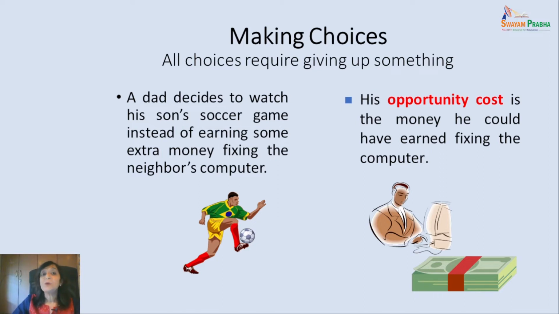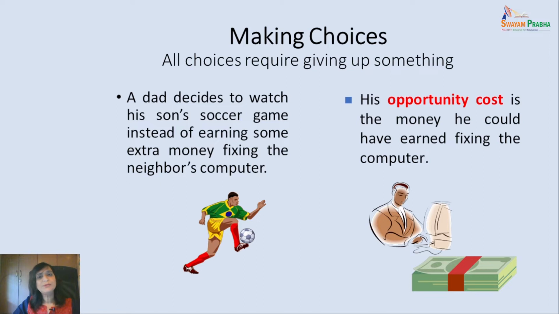So since it's all about making choices, in order to get one, you have to forego something. So the cost, a notional cost of course, you will not get it in your books of accounts. So this notional cost of foregoing the next best alternative is called opportunity cost.